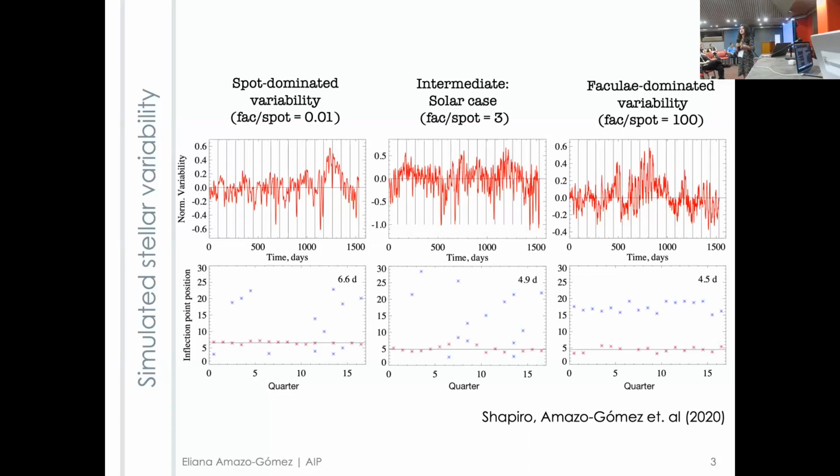and facula-dominated case, where we observe the stability of the inflection point detected in the gradient of the power spectra over time. And what we see is that this shift we observe, and I presented before, is there. And for the facular case, we also observe a secondary peak that is very stable.